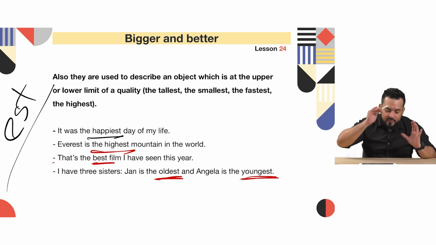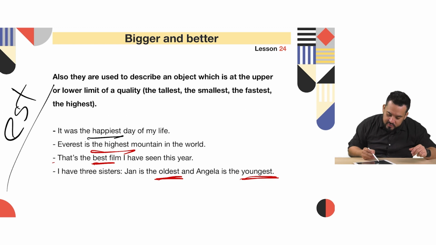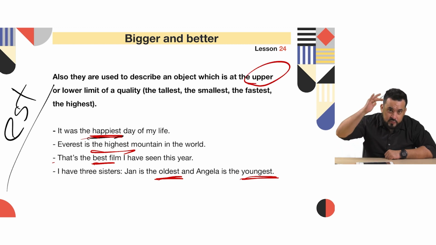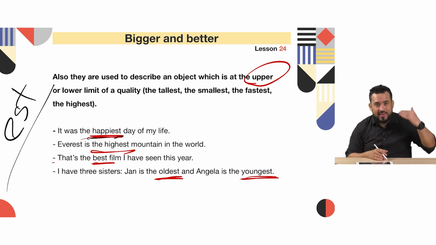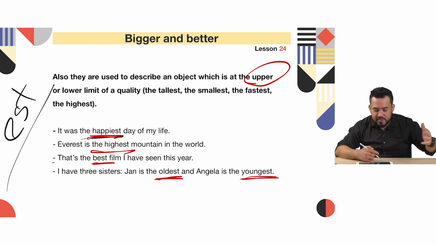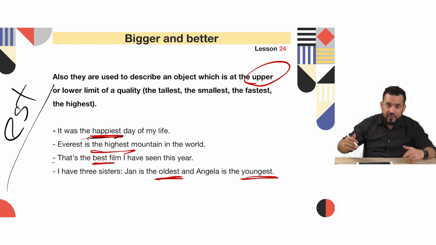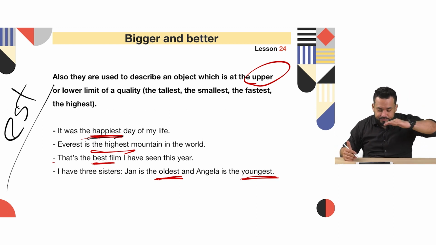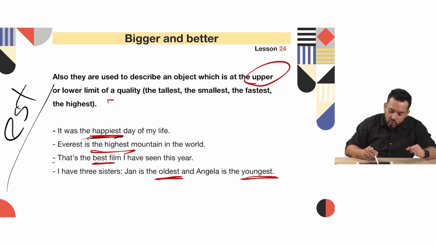So this is the happiest. It was the happiest day of my life is to show the highest or the upper point. Okay, this is the worst day of my life is to show the worst, the lowest point. The best film, the highest mountain, the oldest in the family, the youngest in the family is to show the upper and the lower limit, either of quality or in age or whatever it is.